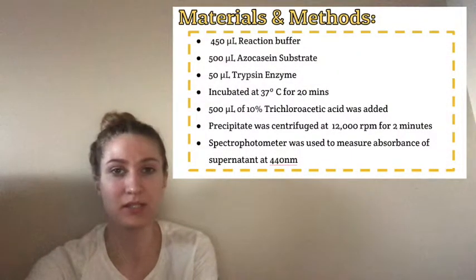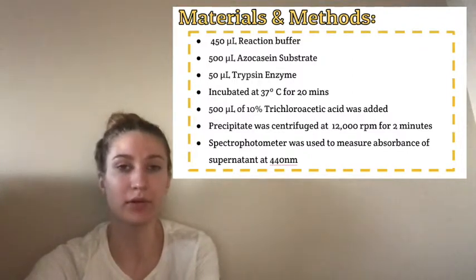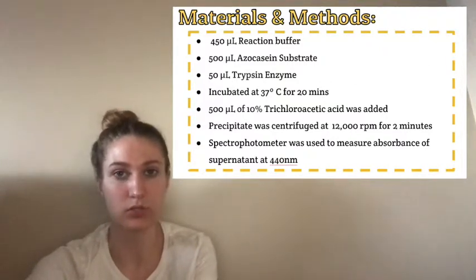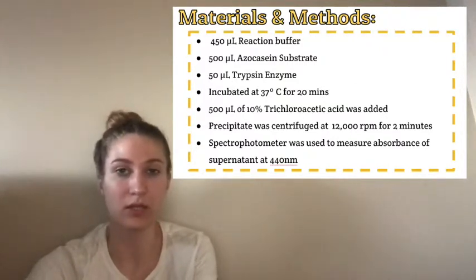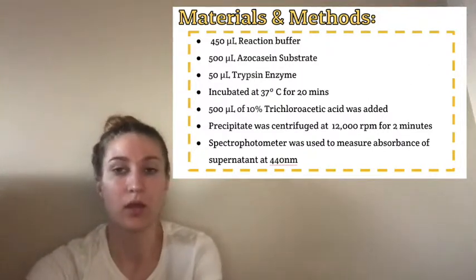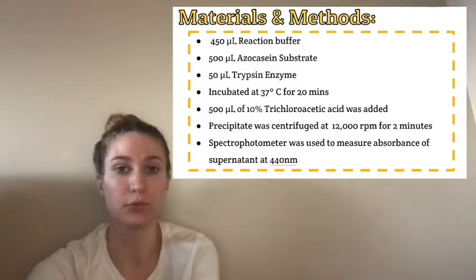Our materials and methods included 400 microliters of reaction buffer, 500 microliters of azocasein substrate, 50 microliters of trypsin enzyme. We then incubated it at 37 degrees Celsius for 20 minutes. We added 500 microliters of 10% trichloroacetic acid, and precipitate was centrifuged at 12,000 rotations per minute for 2 minutes. A spectrophotometer was then used to measure the absorbance of the supernatant at 440 nanometers.